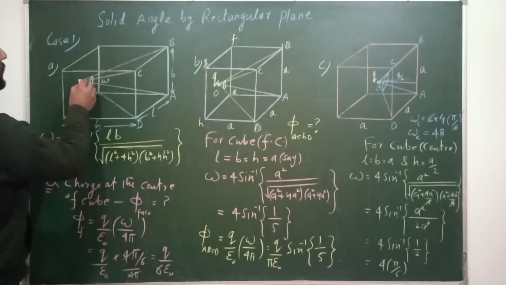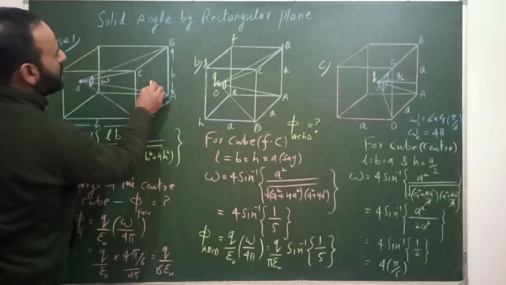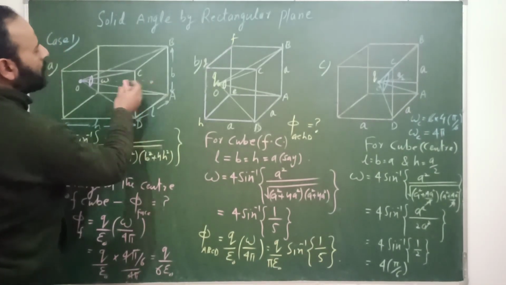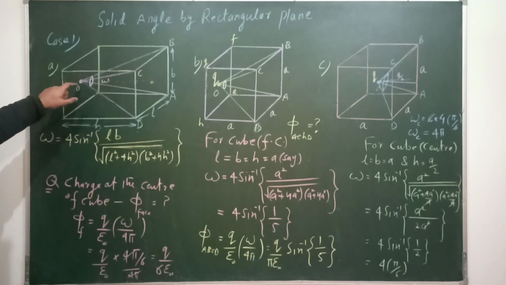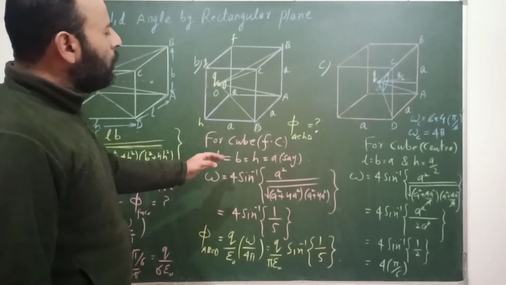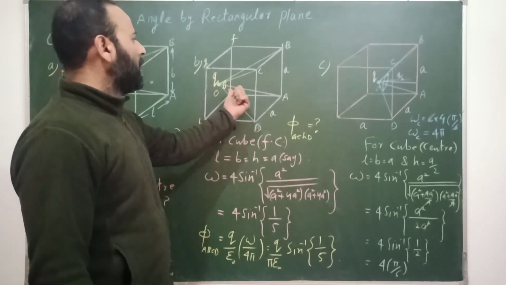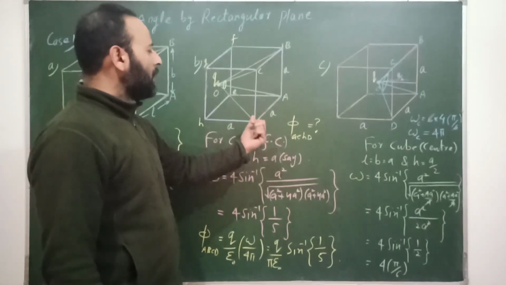So we can put it this way also. This is the distance from the center of the rectangular plane, that is through the axis of the rectangular plane at a distance h. Now, for a cube, this will be the face center of the opposite face.